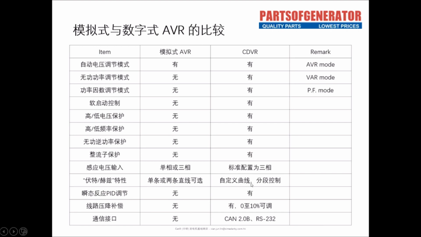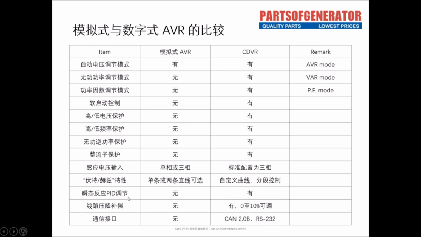Then there is the volt/Hertz characteristic. This so-called volt/Hertz characteristic means that our generator is driven by an engine. If the engine speed changes, then the hertz of the generator, that is, its frequency, will change.